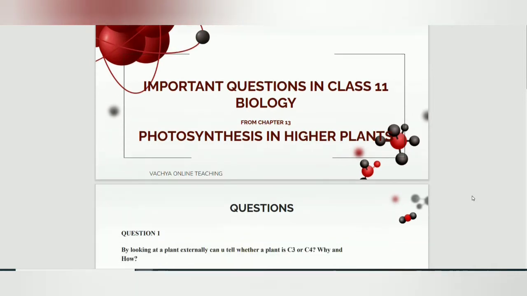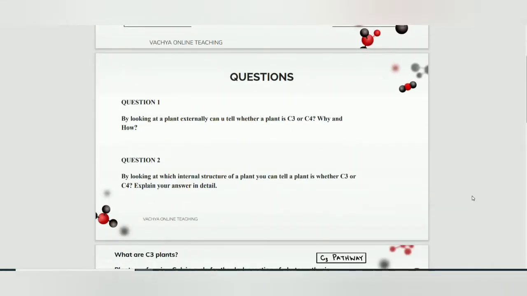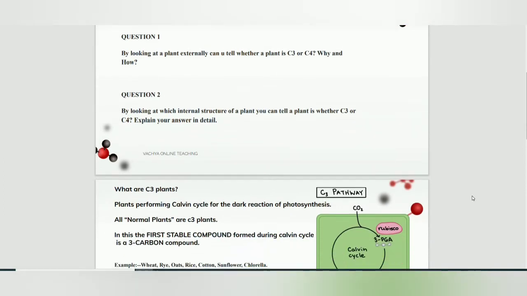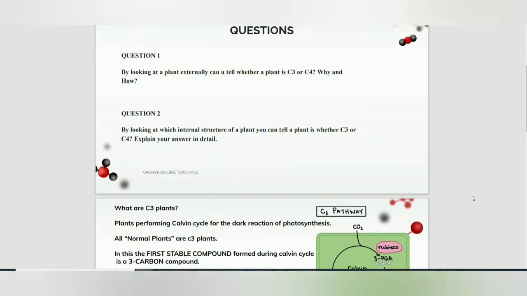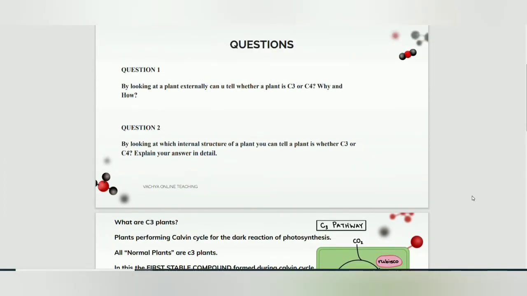Okay. So now let's see the two questions. Question number one is, by looking at a plant externally, can you tell whether a plant is C3 or C4? Why and how? So the question is asking about the two different types of plants, C3 plants and C4 plants, and how you can distinguish them.